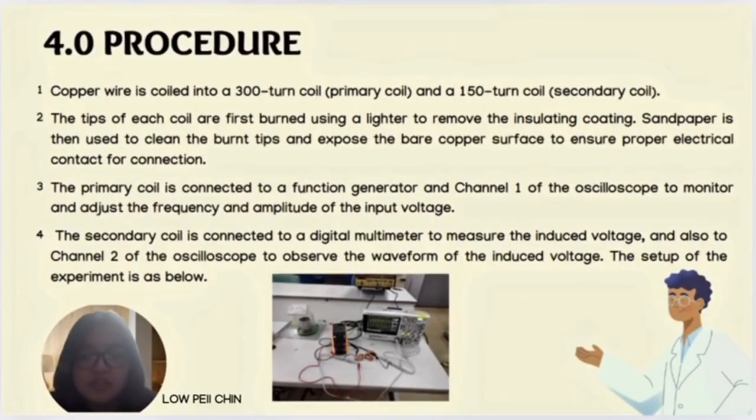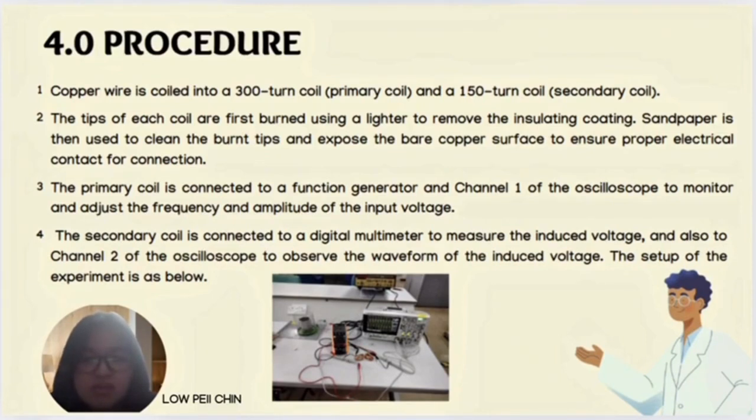I am Law Pei-Chin. Now I will talk about the procedure part of the experiment. First, we made two coils, a 300 turns primary coil and a 150 turns secondary coil, using copper wire. The tips of the wires were cleaned using a lighter and sandpaper to remove the insulation and ensure a good electrical contact.